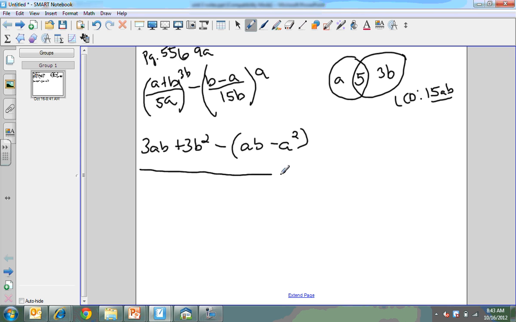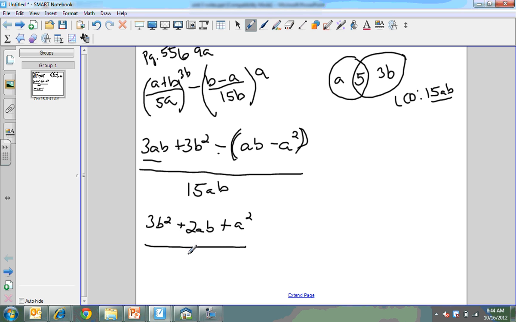Okay, so this is all one big fraction now with an LCD of 15AB. Now we simplify. Especially if you're subtracting, it's super important to have these brackets so that you don't mix up the signs. So my like terms here, I can combine 3AB and negative AB, so that gives me 3B squared plus 2AB, minus a negative gives me a positive A squared. Okay, and this is all over 15AB.